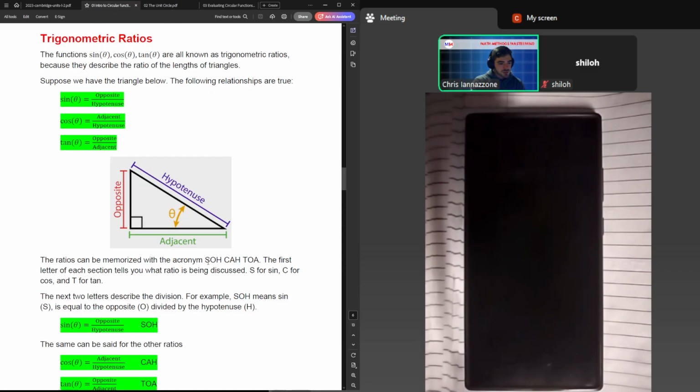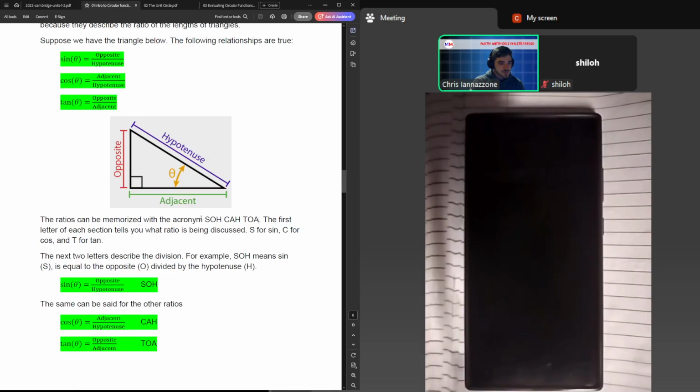These can all be memorized from SOHCAHTOA. The first letter of each of those sections of the acronym is either sine, cos, or tan. And then the remaining 2 letters are just what the ratio is. So if you have OH, that means opposite over hypotenuse. AH, adjacent over hypotenuse. OA, opposite over adjacent.